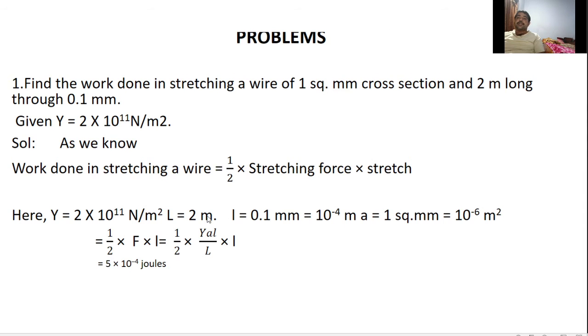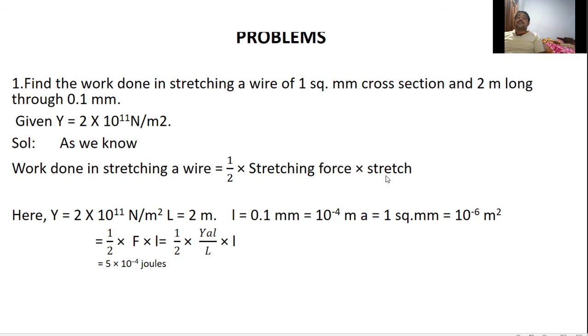Here the original length of the wire is L = 2 meters. When you apply the force, it increases by an amount small l, equal to 0.1 millimeter, which can be written as 10^-4 meter, and the area of cross section of the wire A is 1 square millimeter, that is 10^-6 meter square. From the formula we know that the work done in stretching a wire is equal to 1/2 into stretching force into stretch.